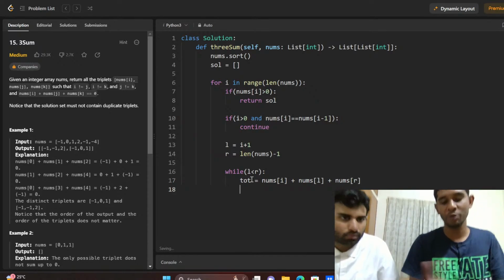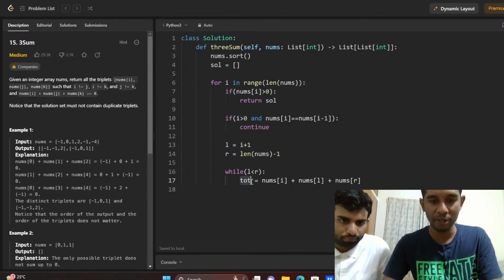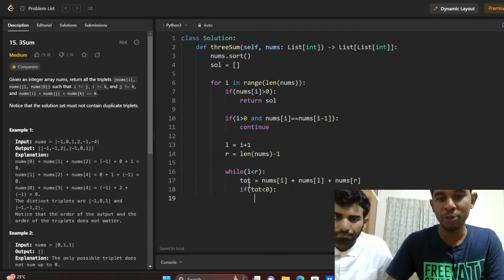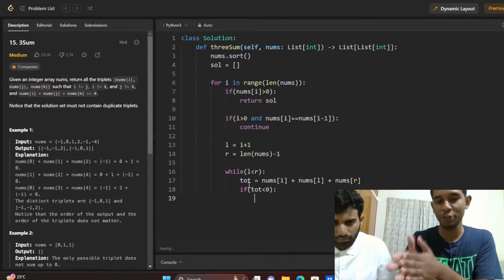And now again we go to our basic intuition. If total is less than 0, what we do is we shift the left pointer to the right.